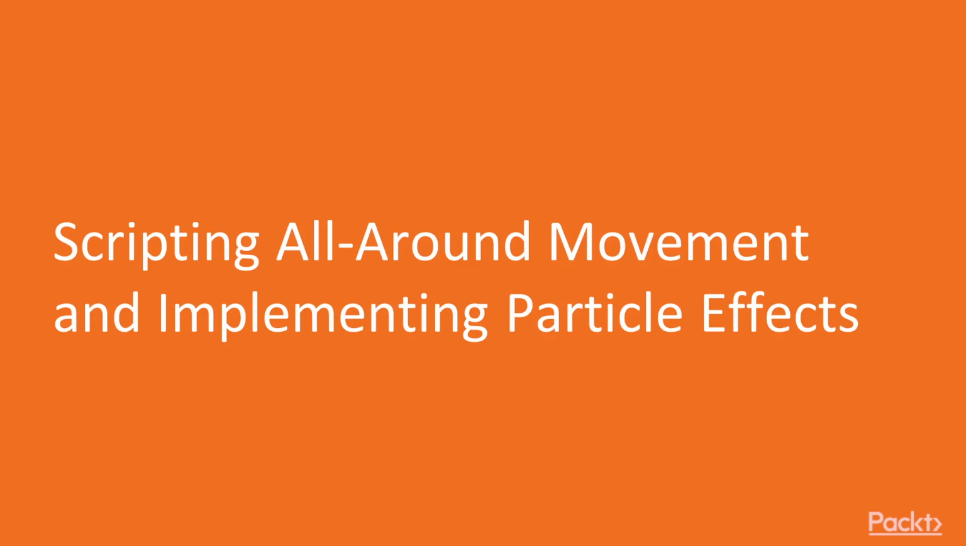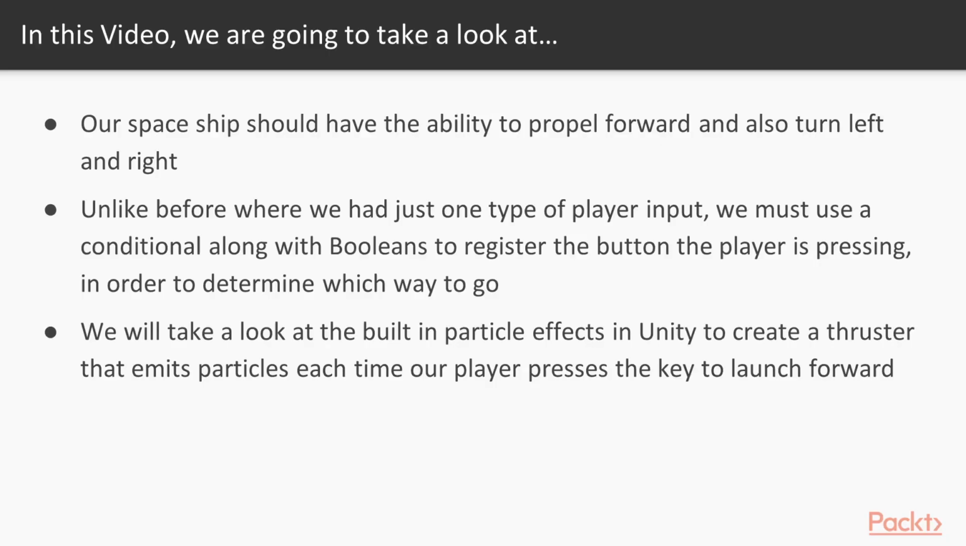So here we go with video 1, scripting all around movement and implementing particle effects. In this video, we will be using a conditional to enable movement in more than one direction. We're going to be going over serializing fields and then Unity's particle system.